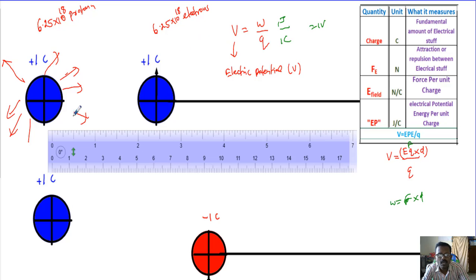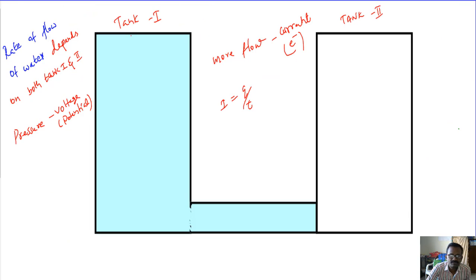Okay. Now let me explain more about the voltage. Now I am going to compare it with water flow. We take the analogy of water flow. This tank 1 is completely filled with water. Tank 2 is empty. So the rate of flow of water depends on both tank 1 and 2. Now the flow will be more. The flow of water is compared with the flow of electrons. Flow of water occurs in a tube, but flow of electrons occurs in a wire. So electrons will flow.